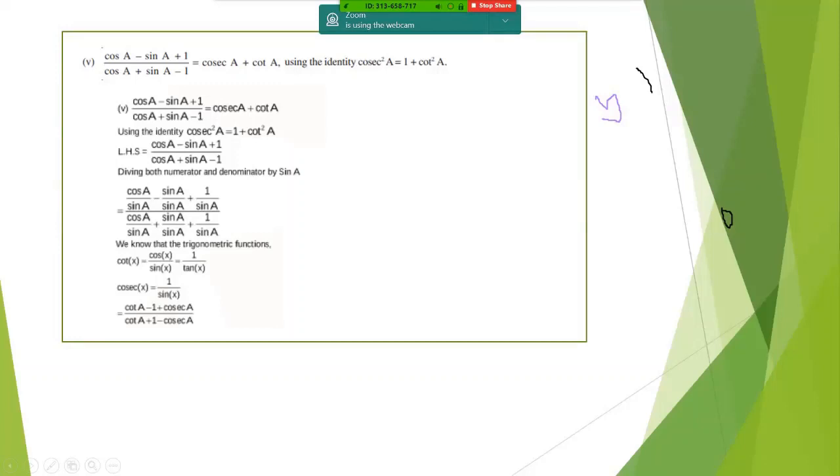I'm done. Now, can you see something strange here? At the last step, it is cot A minus 1 plus cosec A and cot A plus 1 minus cosec A. Fine with that. Now, if I take this minus sign common from the numerator, what do I get inside the bracket? 1 minus cosec A. And in the denominator, it is cot A plus 1 minus cosec A. So in the numerator and denominator, we are getting what? 1 minus cosec A again. Can you see that?